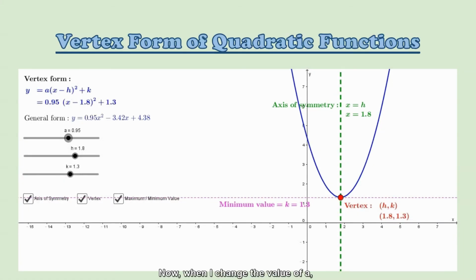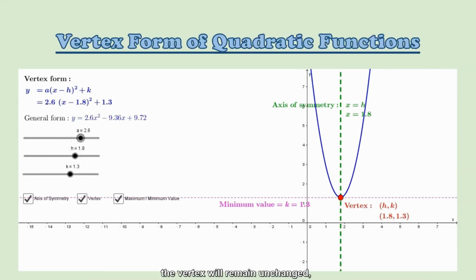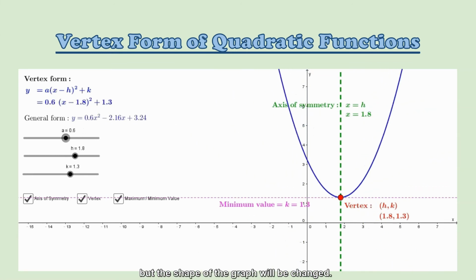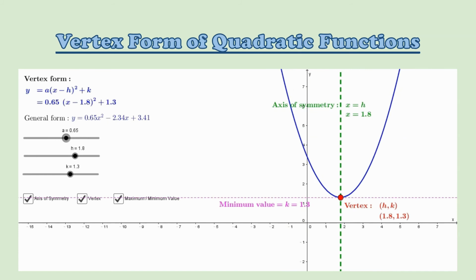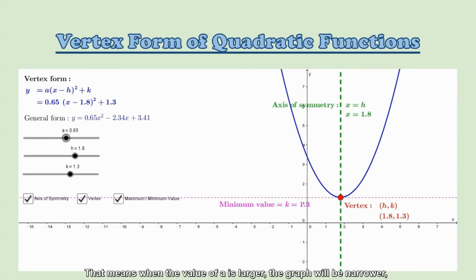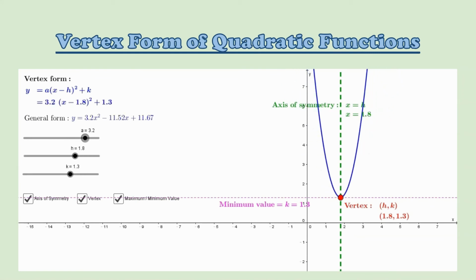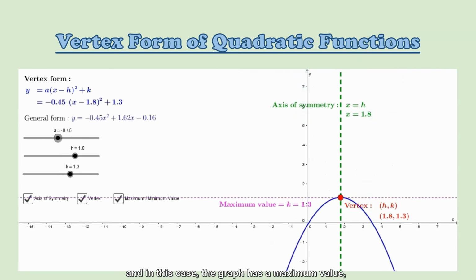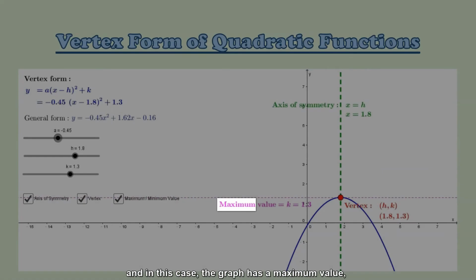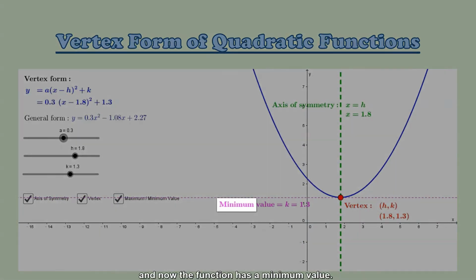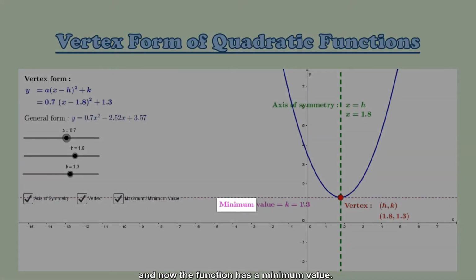Now when I change the value of a, the vertex will remain unchanged, but the shape of the graph will be changed. This value of a is the same as the one in the general form. That means when the value of a is larger, the graph will be narrower. And when a is negative, the graph will open downward, and in this case, the graph has a maximum value. And when a is positive, the graph opens upward, and now the function has a minimum value.